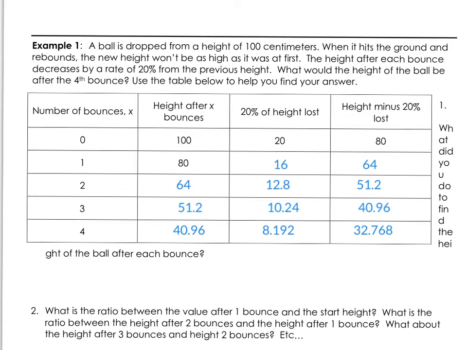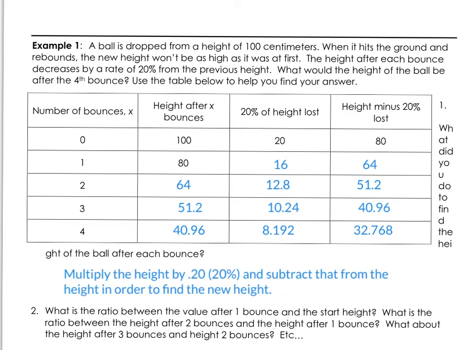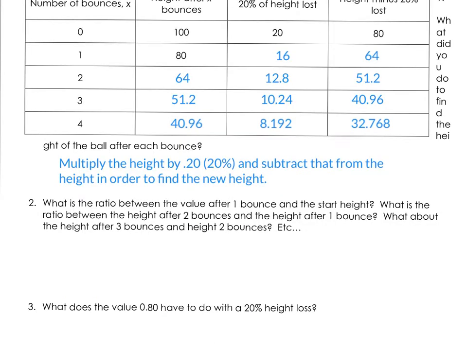So what did we find out about the height of the ball after each bounce? Well, what we did each time was multiply the height by 0.20 or 20% and subtract that from the height in order to find what the new height was. So what is the ratio between the value after one bounce and the start height? That was 80 out of 100, which is 0.80. Now what is the ratio between the height after two bounces and the height after one bounce? I get 64 out of 80, which is also equal to 0.80.